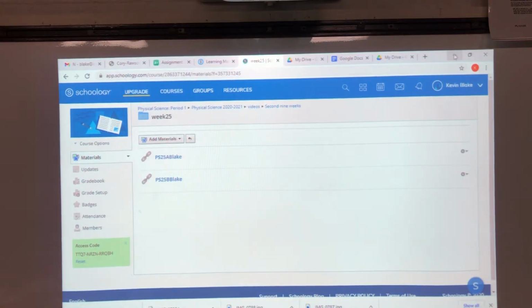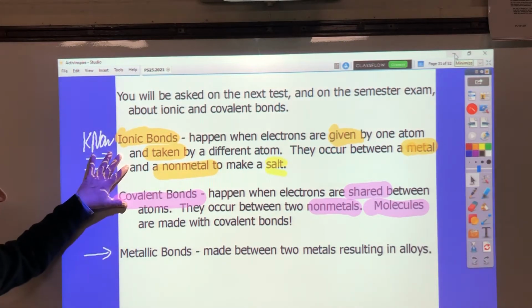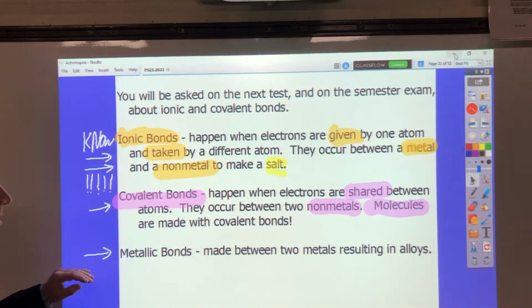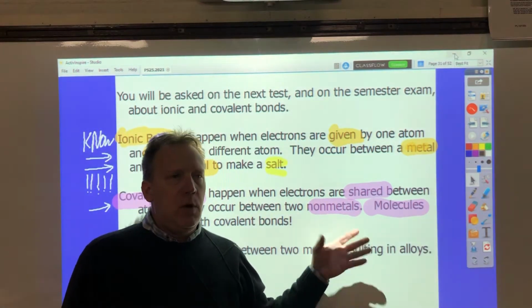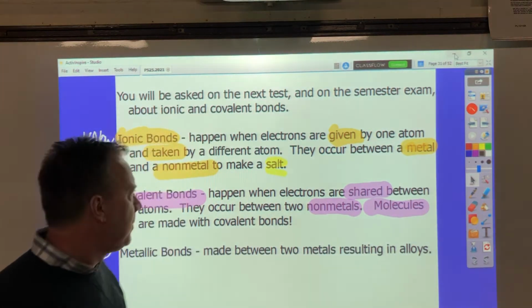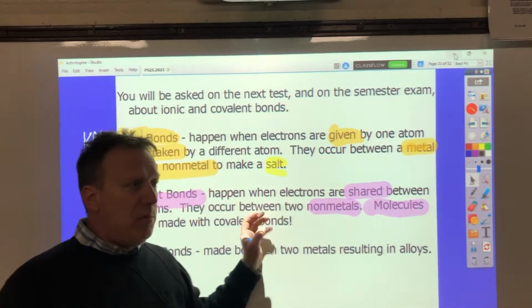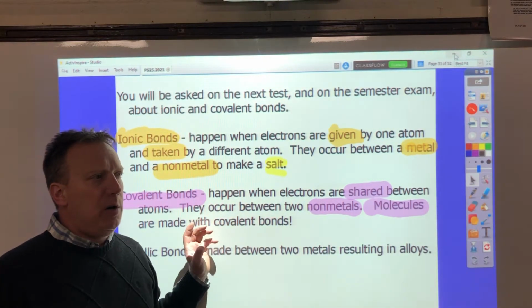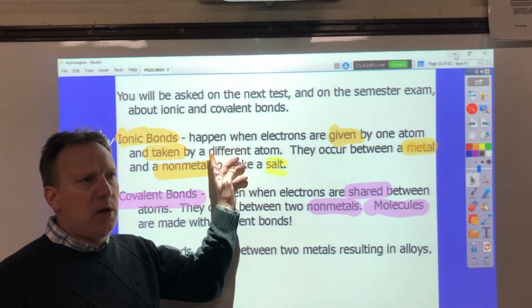PS25CBlake. Okay, and we're talking about ionic bonds, covalent bonds, metallic bonds. Metallic bonds make alloys, not compounds. So we don't have to talk about those much more in this chapter. Covalent bonds make molecules, they make compounds, but they're more complicated to do than ionic. We're going to spend our time with ionic.